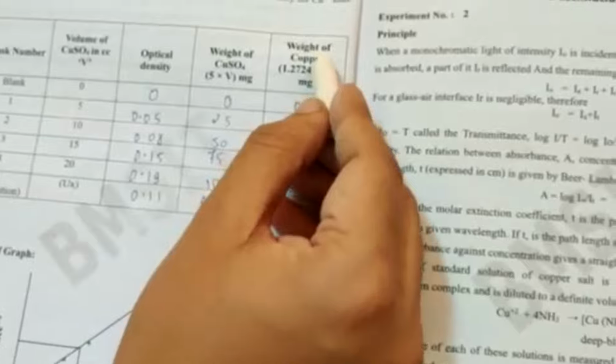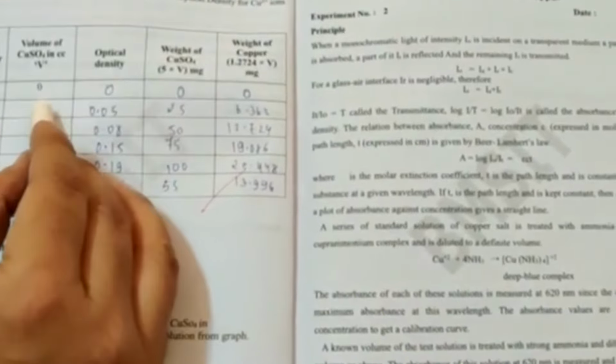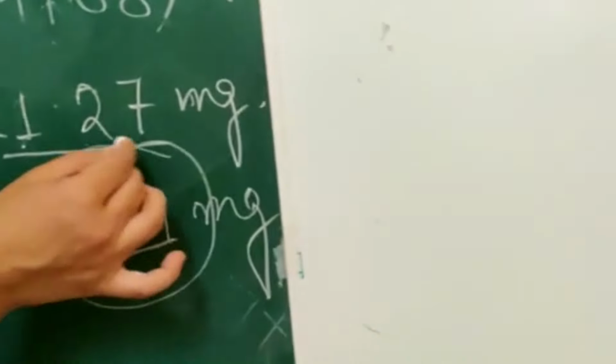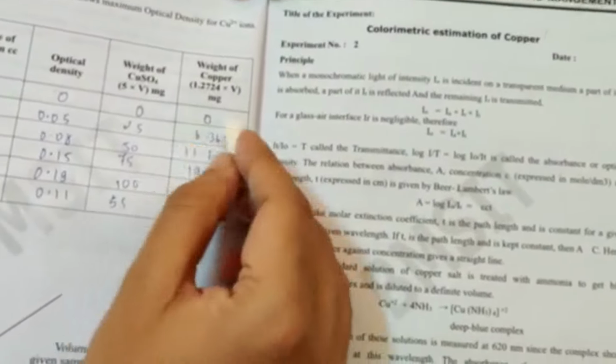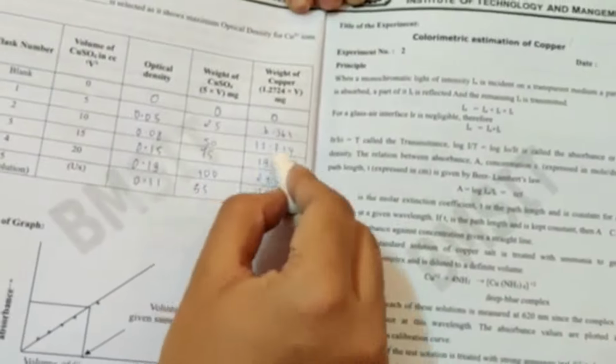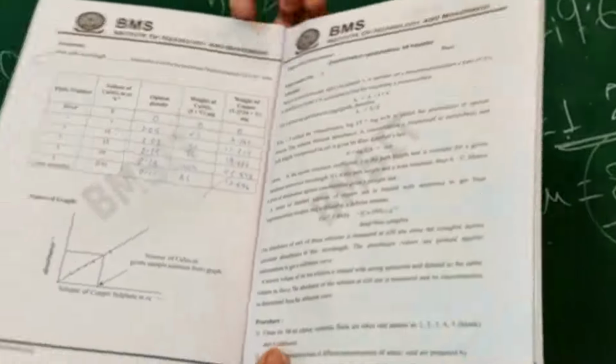So if we want to calculate the amount of copper present in particular solutions like 5 cc, so 5 multiplied by this factor 1.27, that is written above. So 5 multiplied by this will become 6.36. If we take 10, then 10 multiplied by this factor will give the amount of copper present in that particular solution.